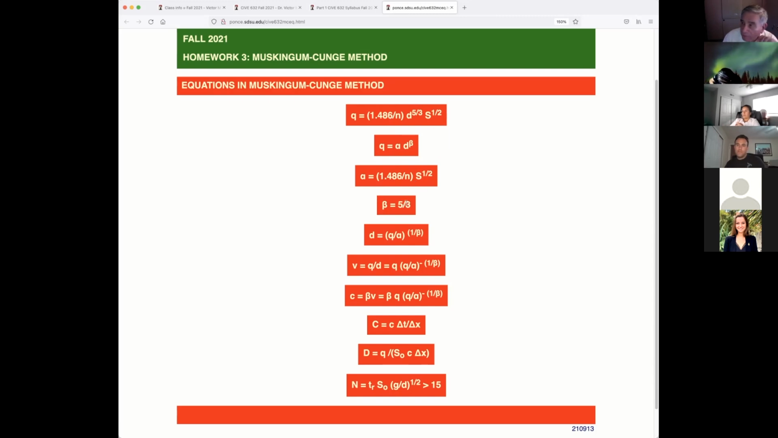Beta is 5/3 for the rating, the exponent of the rating, for a unit width channel. D is therefore Q over alpha to the 1 over beta. V is equal to Q over D, so it's this. You can plug in the numbers in there. C is equal to beta times V. So this is C over here. And then from there you calculate C, which is our routing parameter.